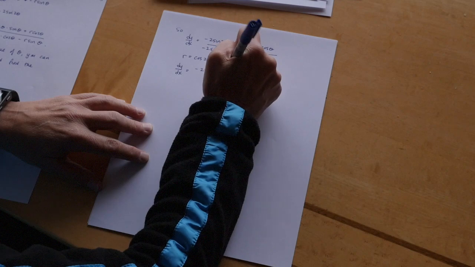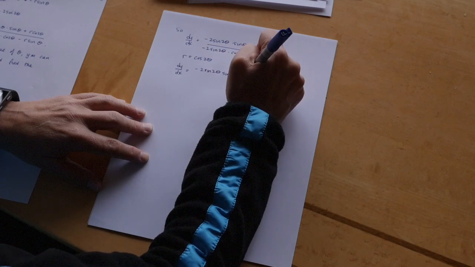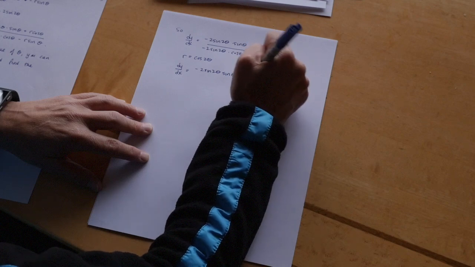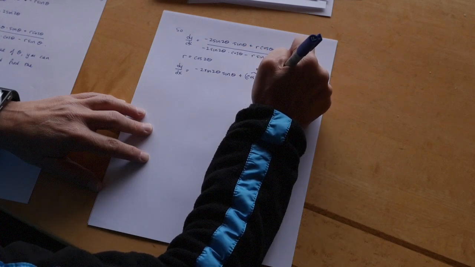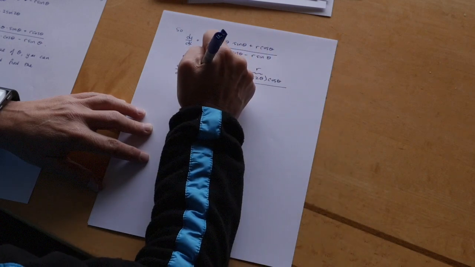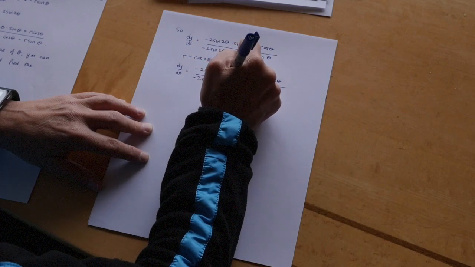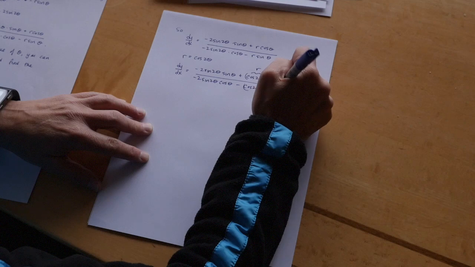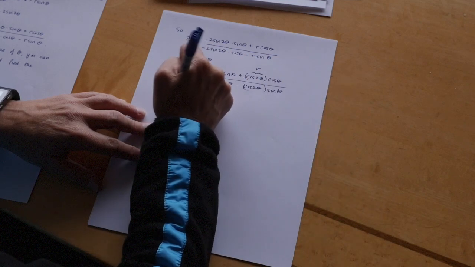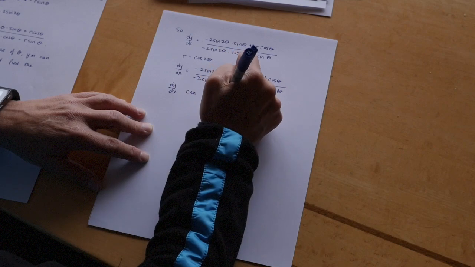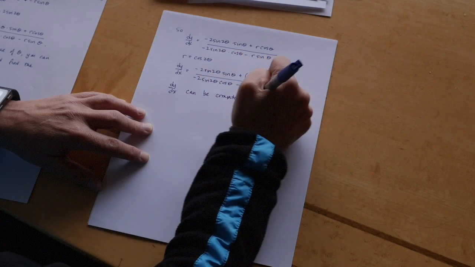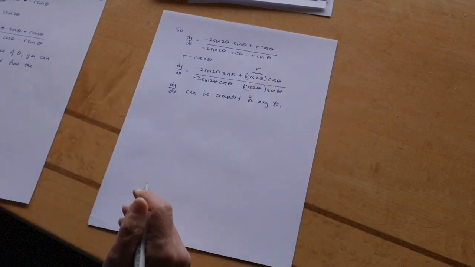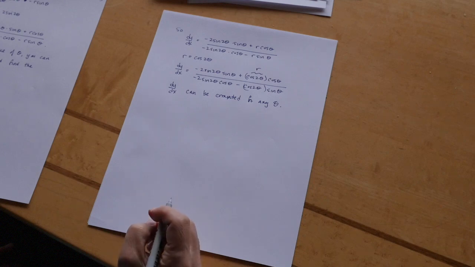Sine 2 theta, sine theta, plus what is r? R is cos 2 theta. So this is r. And then cos theta. Similarly, in the bottom, I have minus 2 sine 2 theta, cosine theta, minus, and then r, which is cos 2 theta, and sine theta. Now dy by dx can be computed for any theta. Okay. Once you have that dy by dx, then you can calculate the point on the curve corresponding to that theta, and then you can get the equation of the tangent line.